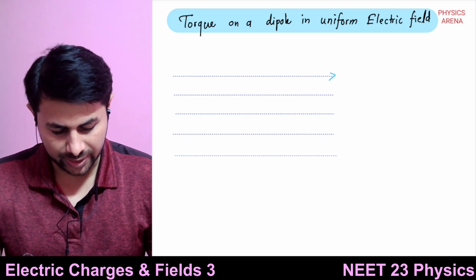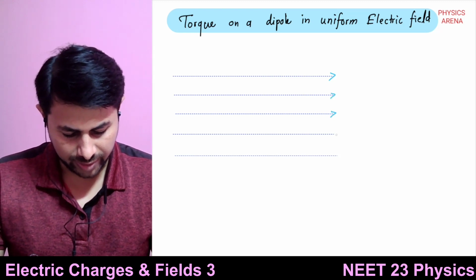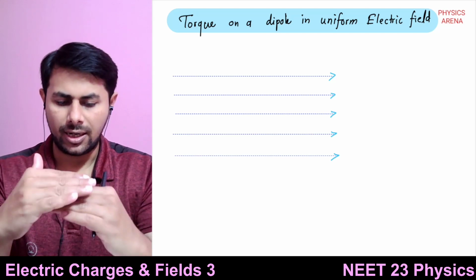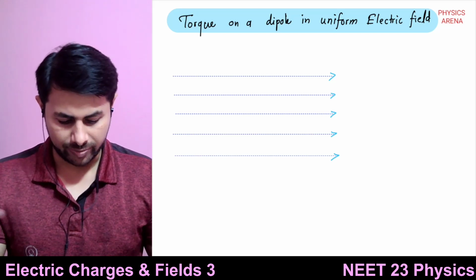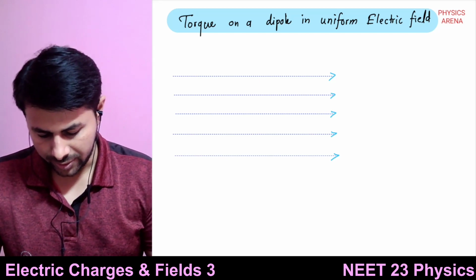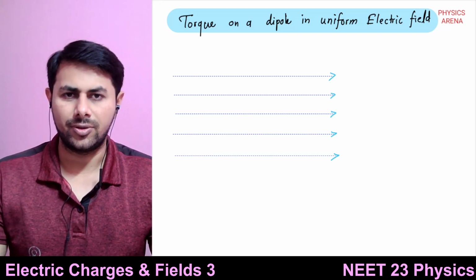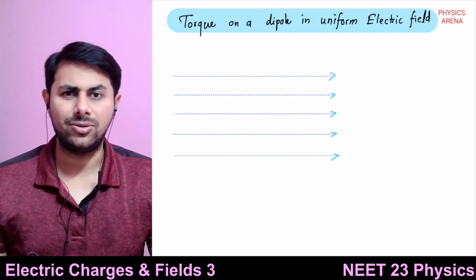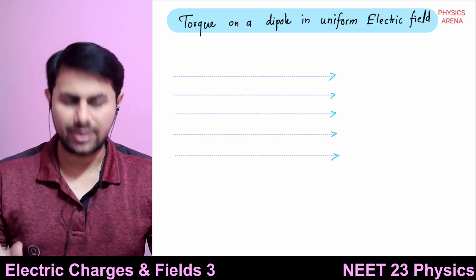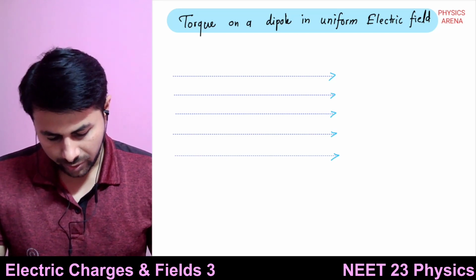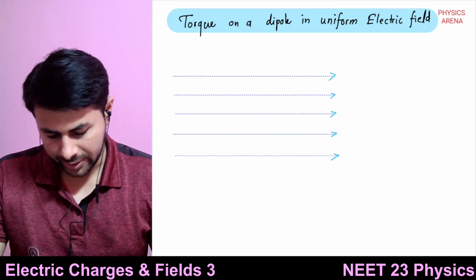So electric field is uniform means the electric field lines are equally separated from each other, and they are parallel to each other. So this is a uniform electric field. Uniform means it's in the same direction and it has the same magnitude everywhere. The electric field intensity is equal. So we keep a dipole in this electric field.